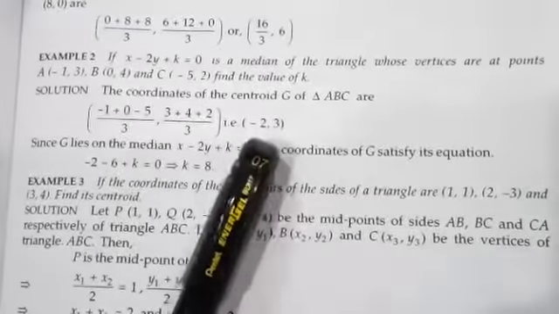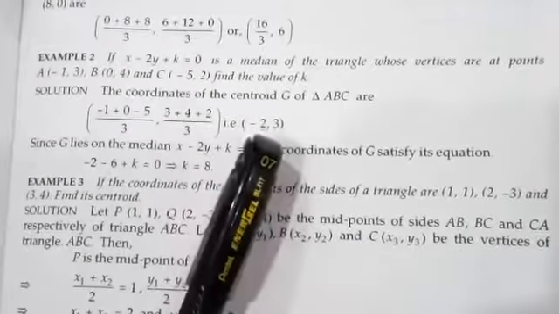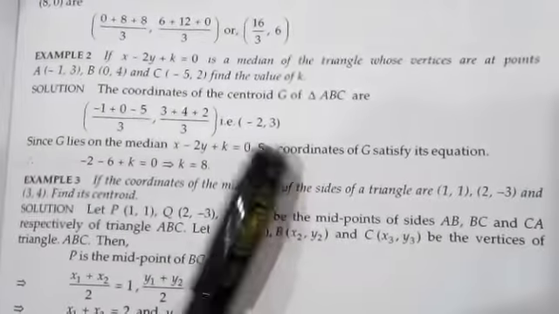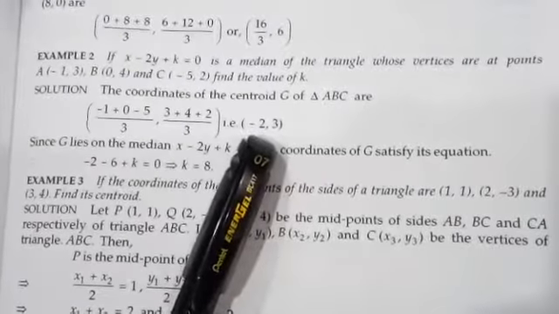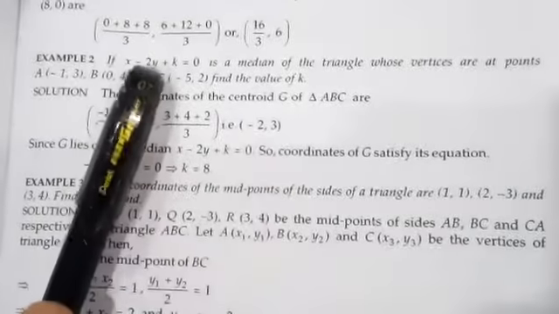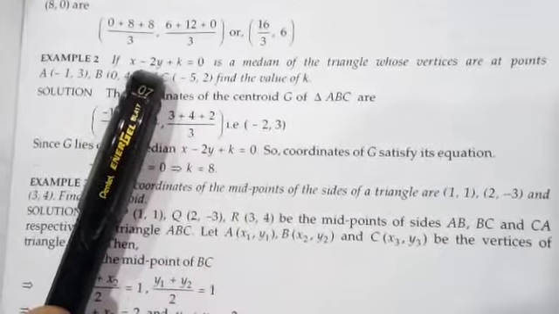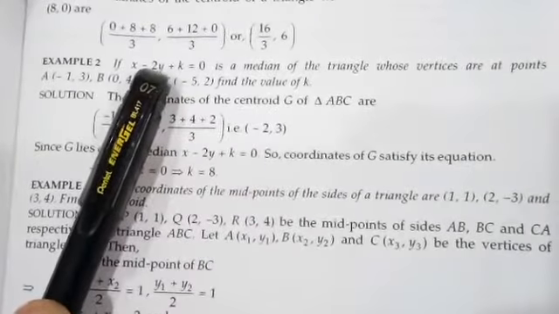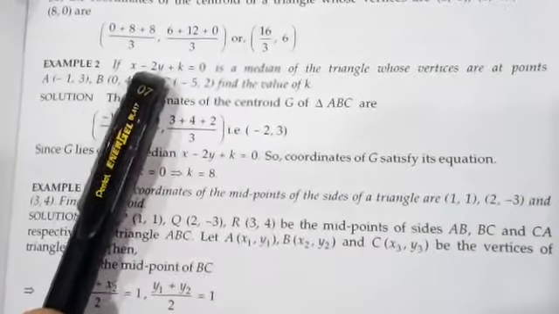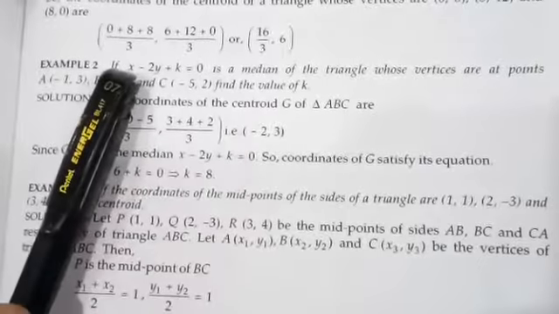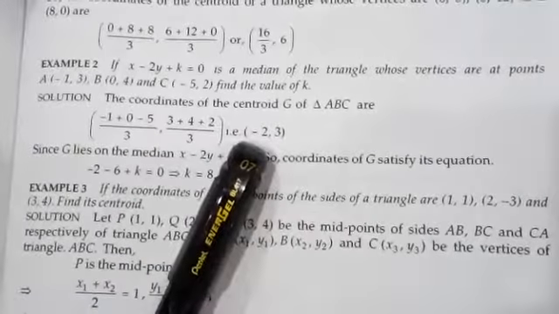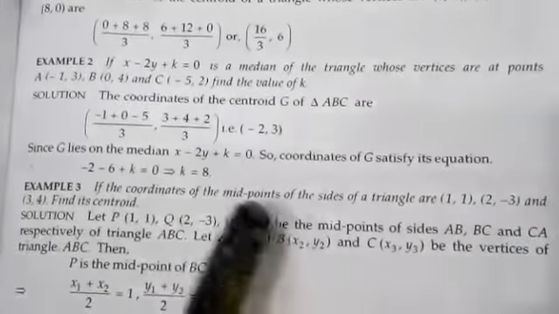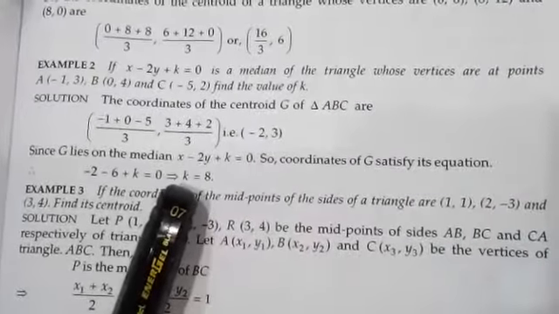Now since the centroid lies on the 3 medians, or the centroid is a point common to all the 3 medians, let's use the coordinates of the centroid in this equation and find the value of k. In other words, the coordinates of the centroid will satisfy this equation. So in this equation, substitute x with minus 2 and y with 3, work it out and find the value of k, and we'll find that the value of k is 8.